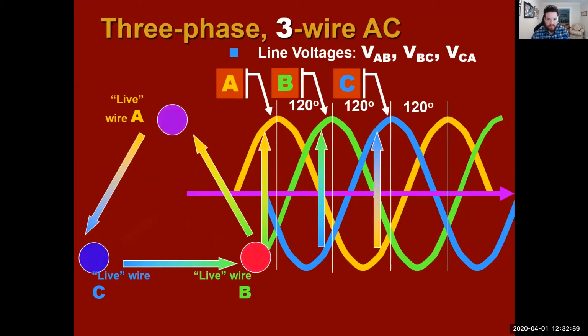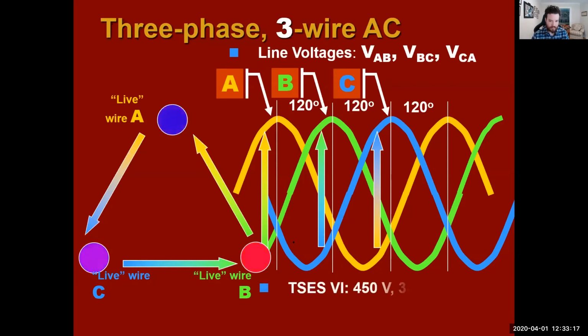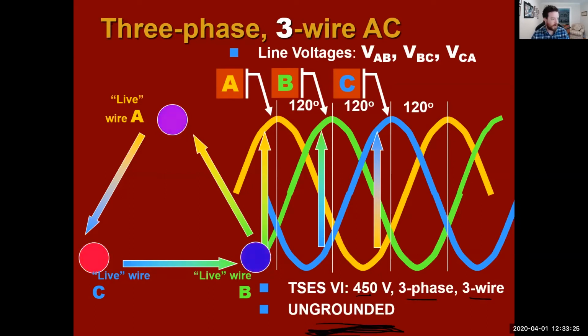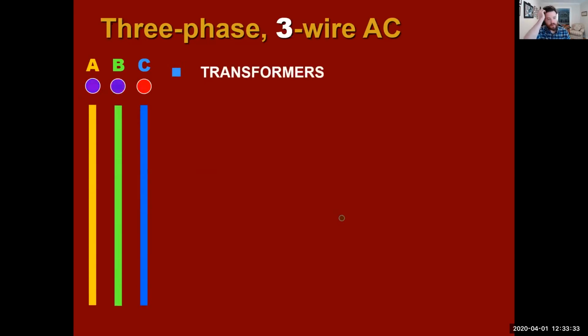All right, so instead of having a ground here, and if you notice, we just lost this piece. So now we don't have 120 volts going here. There's nothing from a neutral to here to create 120 volts. All we have is line voltages. So we have 450, 3-phase, 3-wire, ungrounded. All ships ungrounded. So we have our A, B, and C wires. All of them are live.